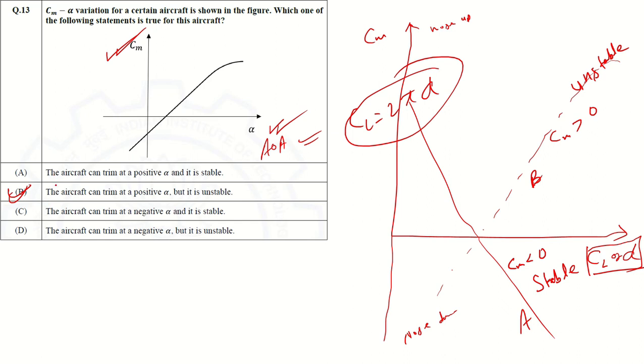This is the stability control topic, and it is a little difficult. If you don't understand all these things, then it is very difficult to find out. So the CM alpha variation for a certain aircraft is on the figure; which one of the following is true? The aircraft can trim at a positive alpha, but it is unstable. You can say CM is greater than 0. Go to this graph, it is unstable, but it can trim at a positive alpha. So B is the right option.